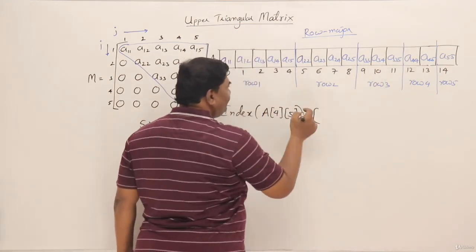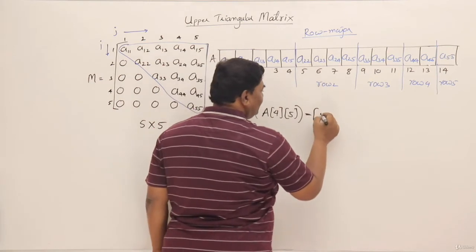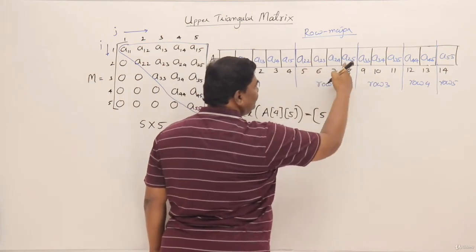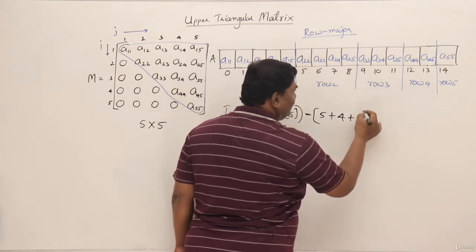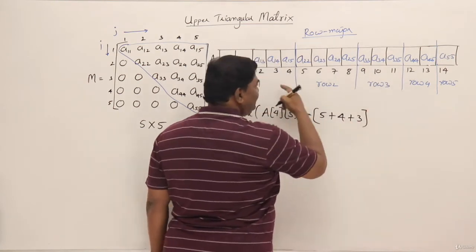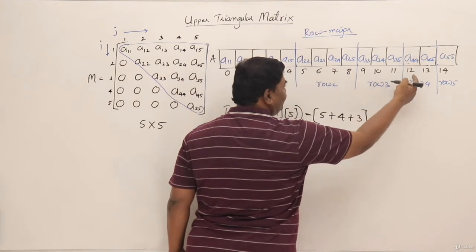The first row has 5 elements, 1, 2, 3, 4, 5. The next row has 4 elements. The next row has 3 elements. Then after skipping these elements, I am here at the beginning of the 4th row.